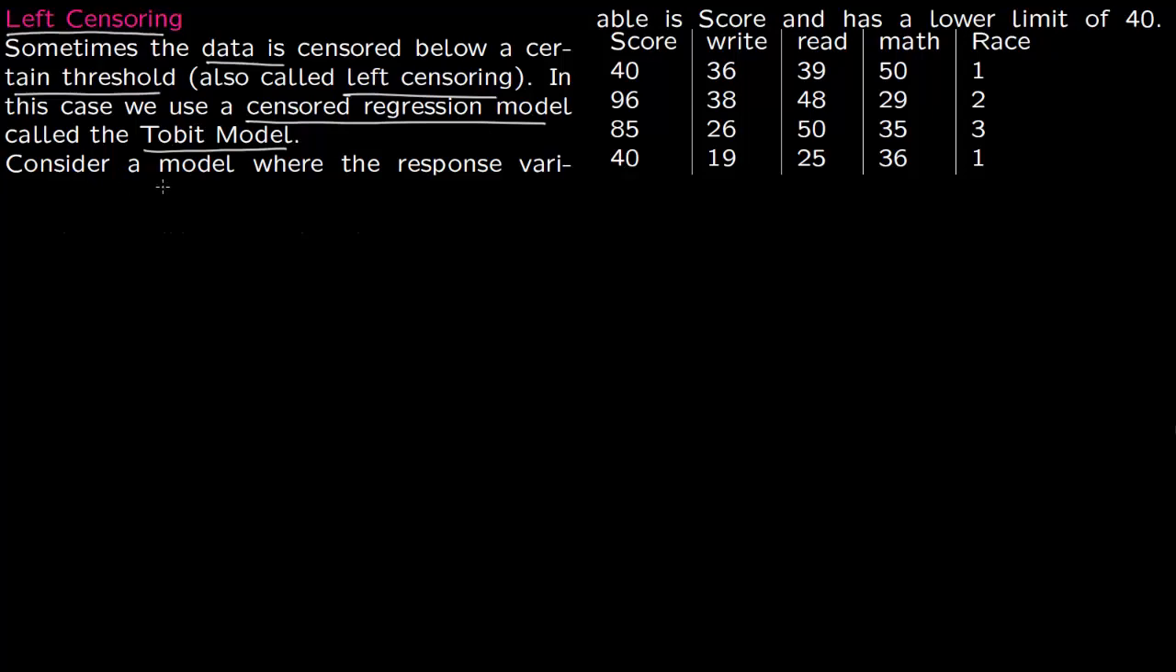For example, consider a model where the response variable is score, and the lowest possible score is 40. So there is a lower limit on the score, which is 40. Anyone who takes the test will be given a minimum score of 40. Even in the SAT, you have a minimum score.